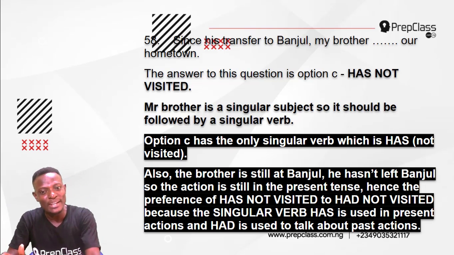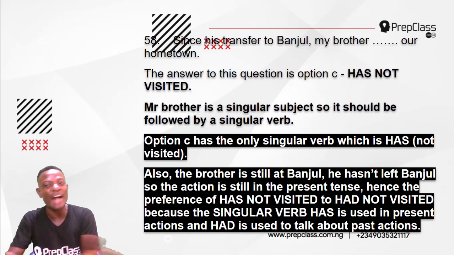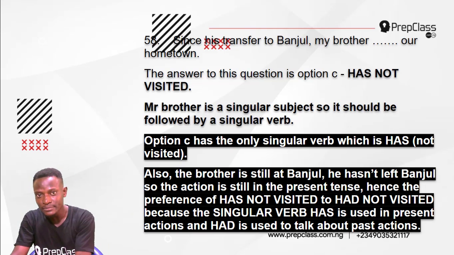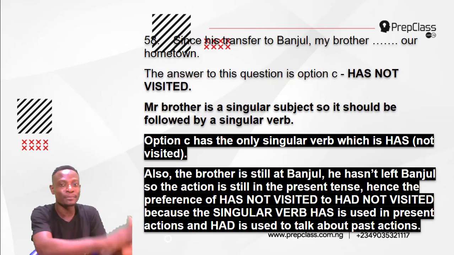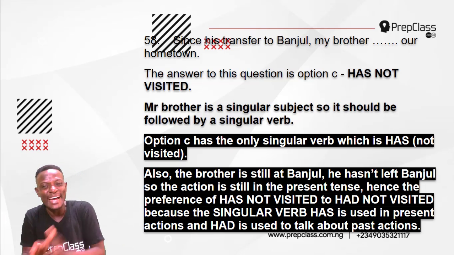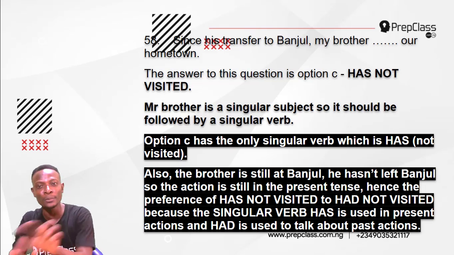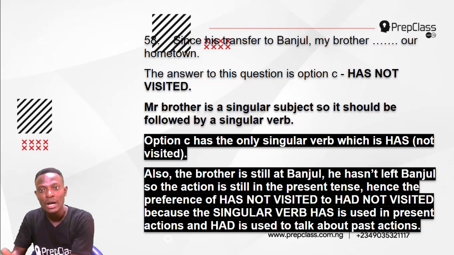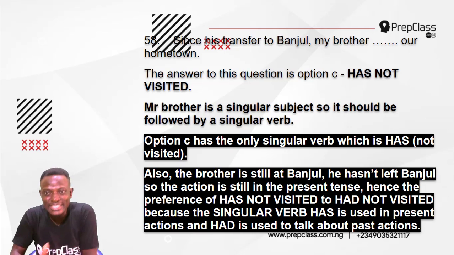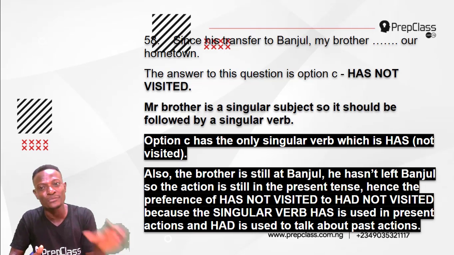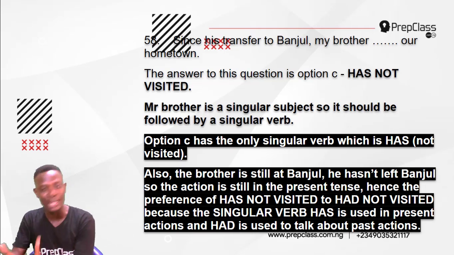Hence, the preference of has not visited to had not visited. If the brother had left Banjul already, we would have used had not visited. But in this sentence, we are saying since it's transferred to Banjul, means he is still at Banjul. So it is a present action. It is yet to end. My brother has not visited our hometown.